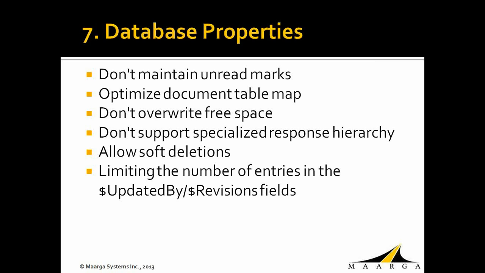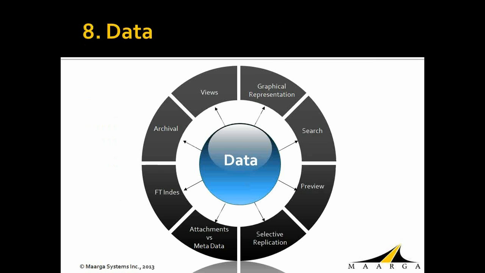Optimizing the document table map will help us achieve better performance. Overwriting free space is not a recommended thing. Specialized response hierarchy: most of the time we enable it but never use it. It is only needed when using @Children or @Parent in @functions. So if we are not using that in our formulas, it is better not to enable it. Allowing soft deletions is one thing that gets piled up, consuming database memory, and limiting the number of entries in the $UpdatedBy and $Revisions fields will help us achieve better performance.